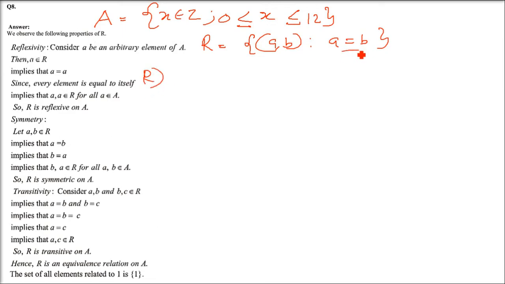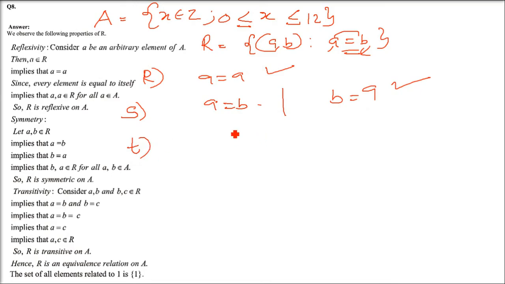For reflexive, in reflexivity we always replace B by A. So A equals B, I am replacing B by A, so A is equal to A. This is reflexive. Symmetric: now I am replacing A with B and B with A. So if A is equal to B, I am swapping the positions of A and B, so B will be equal to A here. And this is the same. If you say 2 equals 2, either side, they are always equal.